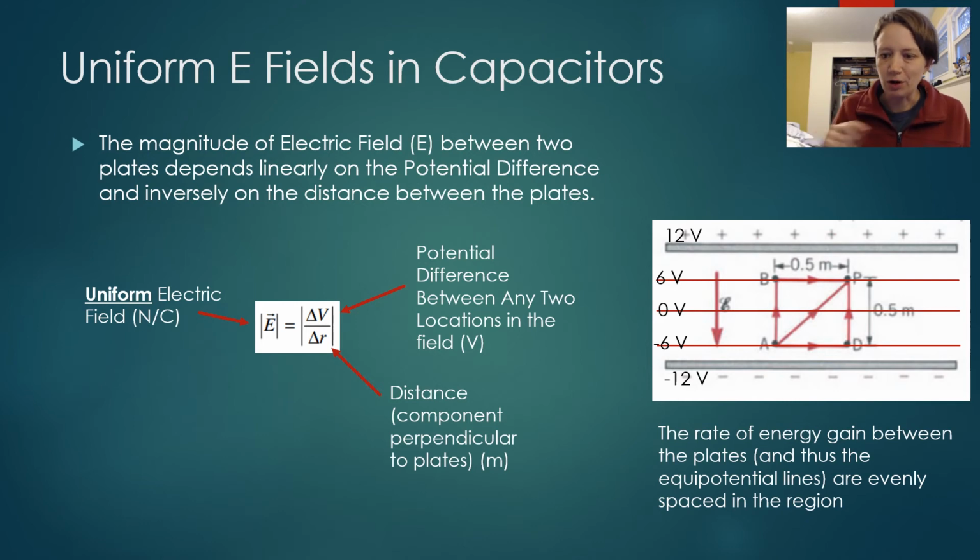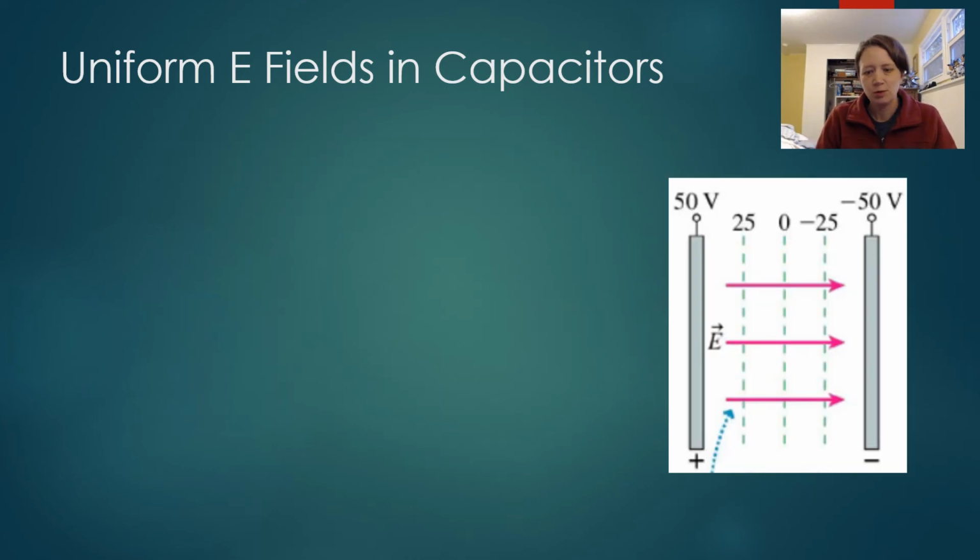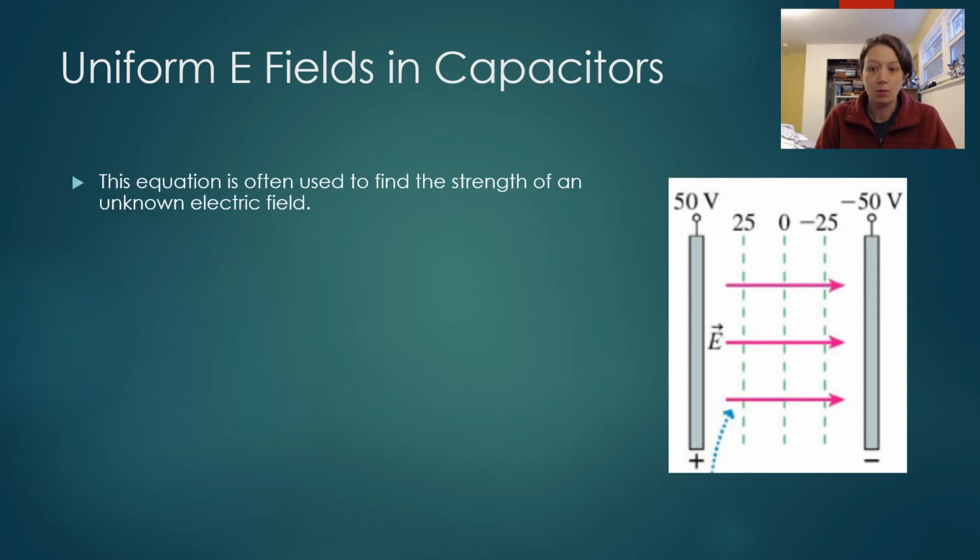So, a little summary of what I just said. The rate of energy change between the plates is constant. That means my equipotential lines are evenly spaced in that region between plates. So we actually use that equation a lot when we're dealing with uniform electric fields inside of capacitors. Or even if you don't see the capacitors and you're just told you have a uniform electric field, even if you can't see the capacitors that are causing it, this equation is a really, really useful, relevant one.